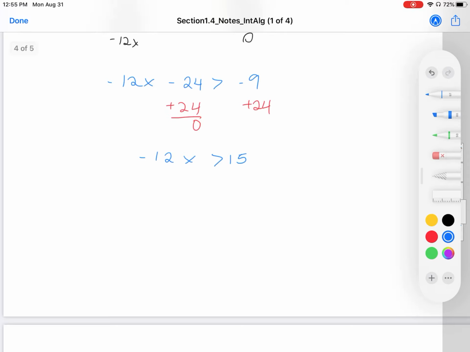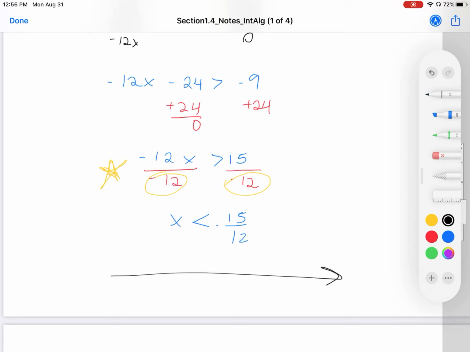Lastly, let's divide by that negative 12. So that I have x is not greater than, I'll draw my star so we don't forget, we're dividing by a negative. So x is less than 15 over 12, negative 15 over 12. Let's go ahead and graph it on my number line. So I have negative 15 over 12. It's less than, so we're shading towards our negatives. There's no equal to, so I use a parentheses.